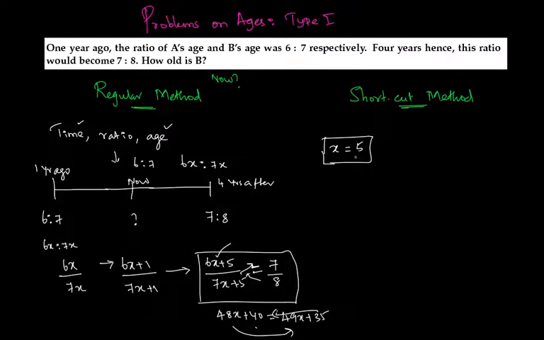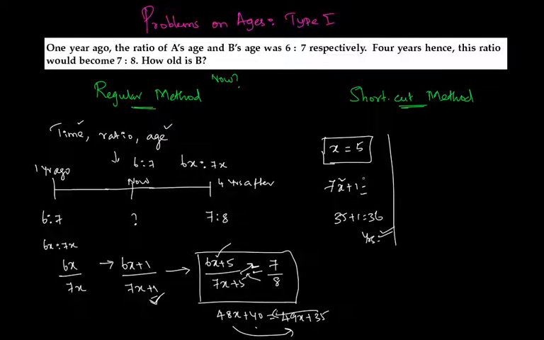Having known the x, right, we will be able to get the age of B now. Age of B now is 7x plus 1, and it is easy to get this. 7x, instead of x we can put 5, and that gives 35 plus 1, which is equal to 36. Okay, this is the answer, 36 years.